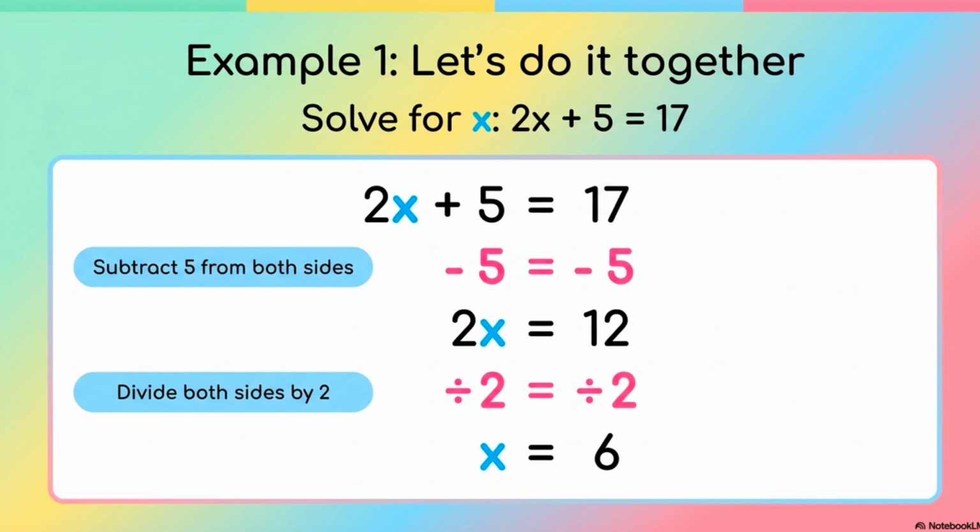Let's solve 2x plus 5 equals 17. First, I want to get rid of the plus 5. So I subtract 5 from both sides. That gives me 2x equals 12. Now x is still being multiplied by 2, so I divide both sides by 2. That gives me x equals 6. So the answer is x equals 6.